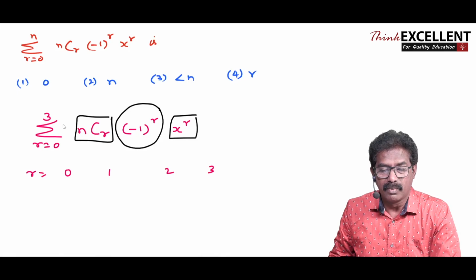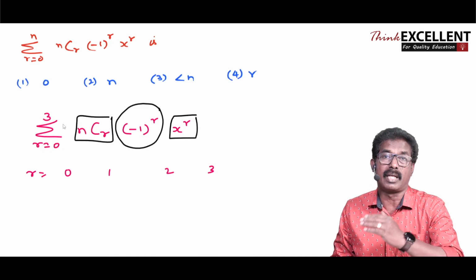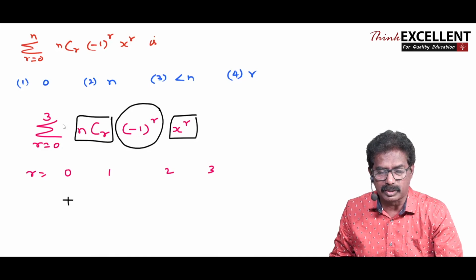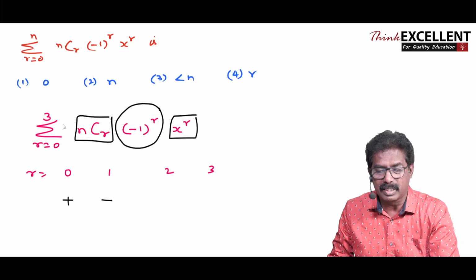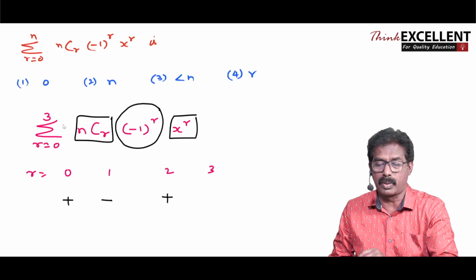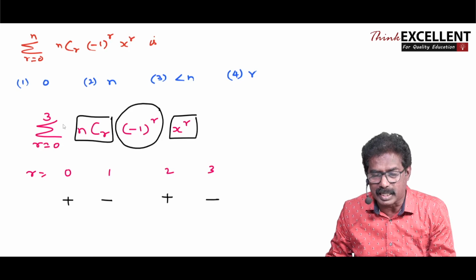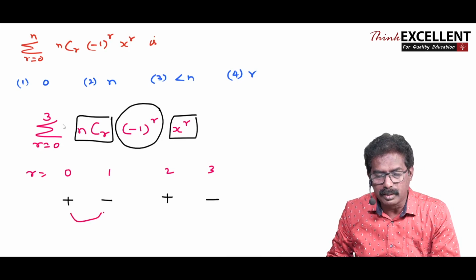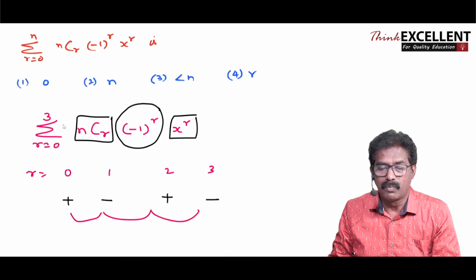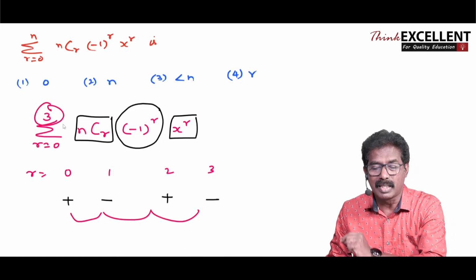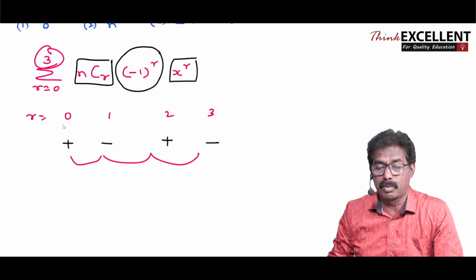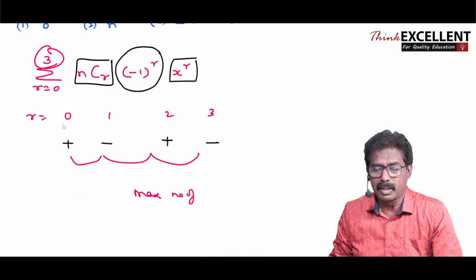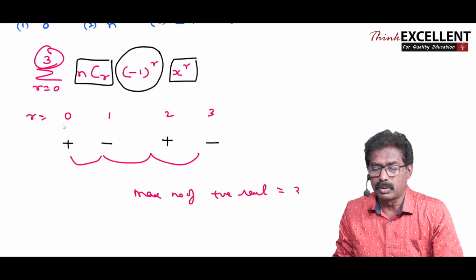Now let us see the sign. When I put r equal to 0, minus 1 raised to 0: any number raised to 0 is 1, so it is positive. When I give 1, minus 1 raised to 1 is negative. When I give 2, minus 1 square, even power, positive. Then minus 1 power 3, odd power, so it is negative. See how many sign changes? 1, 2, 3 sign changes. When there are 3 sign changes, the maximum number of positive real roots is 3.